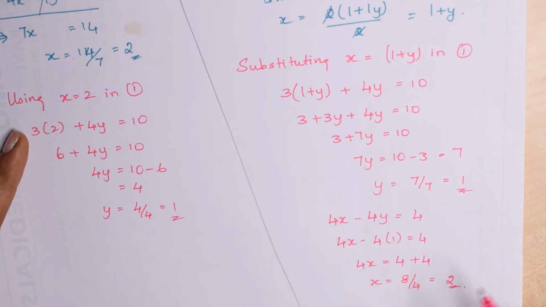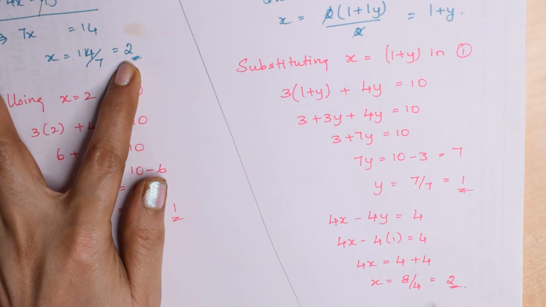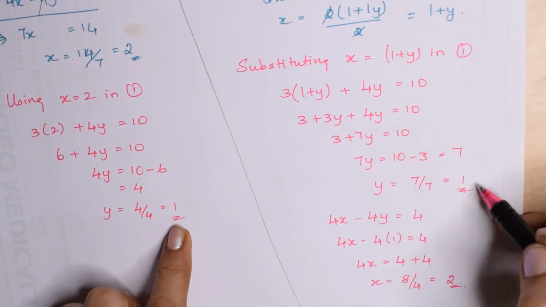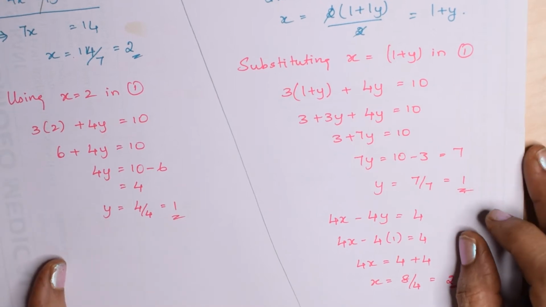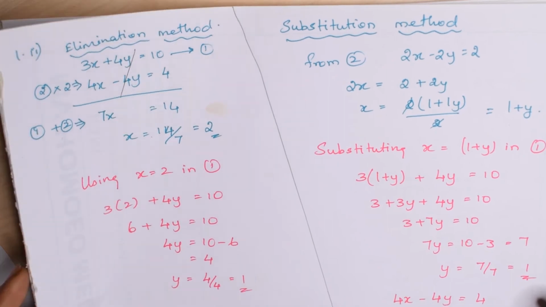Okay. And when I cross check the value, yeah, x is equal to 2 here. x is equal to 2, and here also x is equal to 2. y's value is equal to 1, and y's value is equal to 1. So I have cross checked in both the ways, elimination method and substitution method.